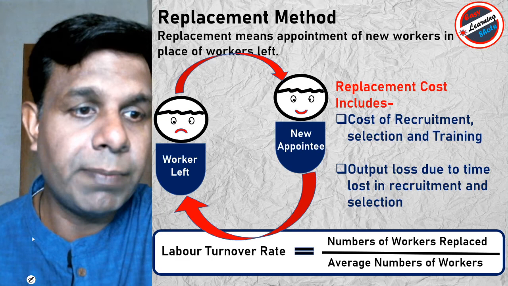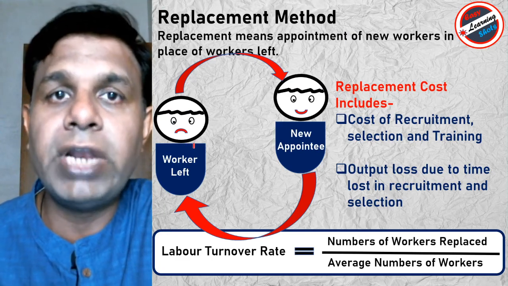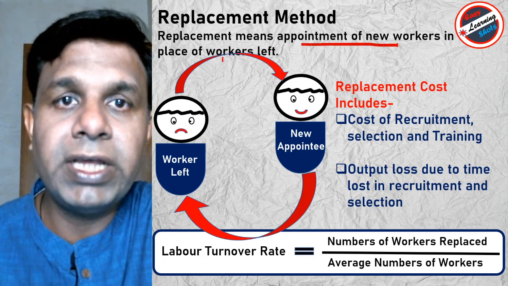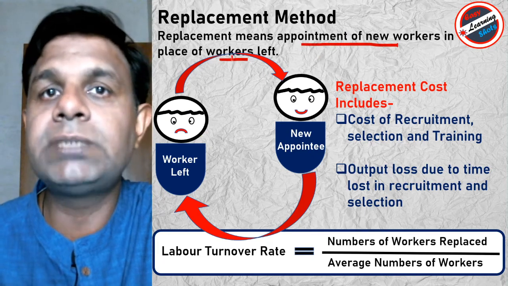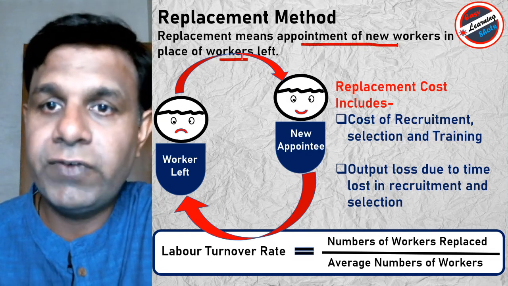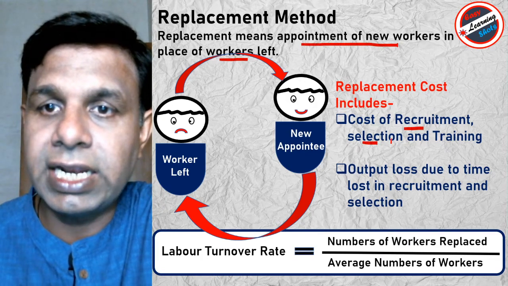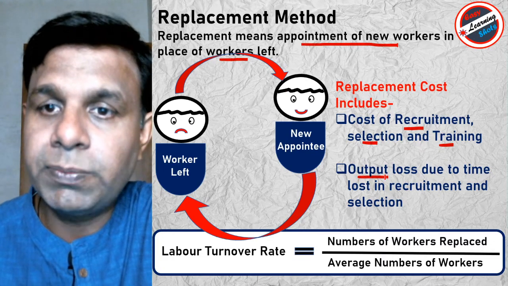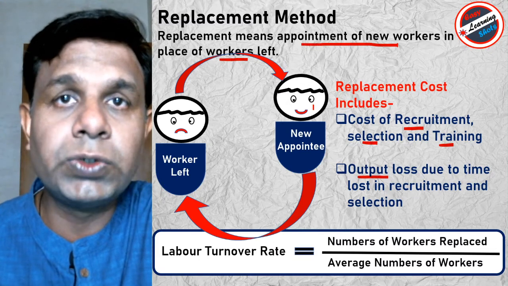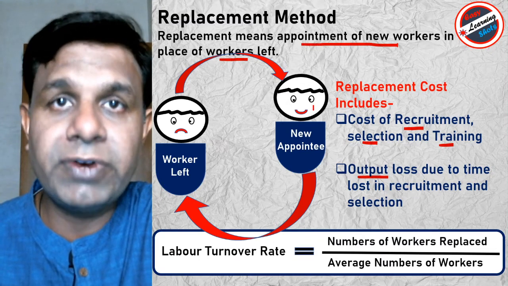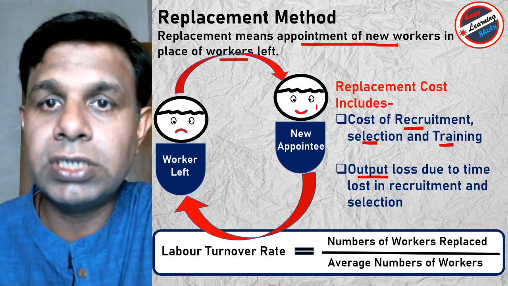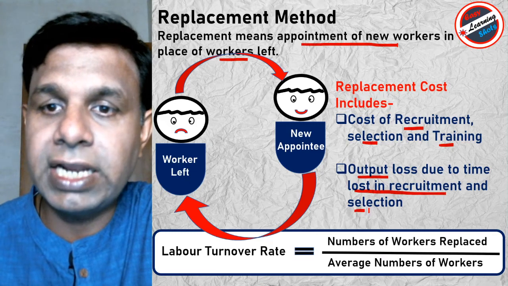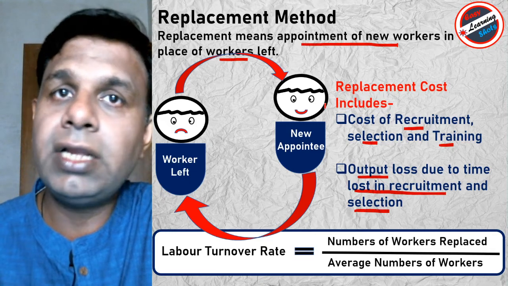Our next method is replacement method. Replacement means number of workers replaced in place of those who left the organization. So here appointment of new workers takes place in place of workers left. Now replacement cost includes two important costs. First is cost of recruitment, selection and training, and another cost is output loss. Suppose HR department takes 15 days to recruit any new worker and give them training. So output or production loss for that 15 days due to time lost in recruitment and selection and training is also included in replacement cost.